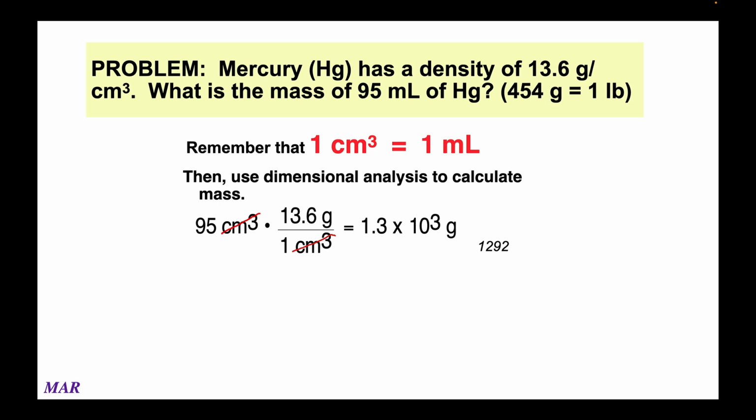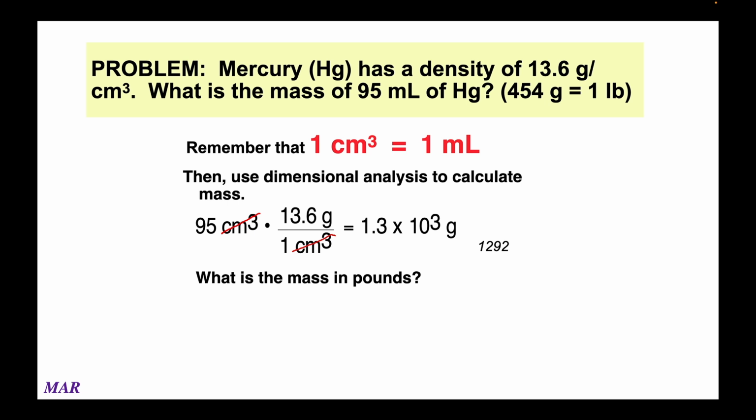So this comes out to be 1.3 times 10 to the third grams, or about 1,300 grams. I'll talk about why we're rounding here in a little bit. So that would be the mass of the mercury in grams. And if you wanted to know it in pounds for whatever reason, no problem. We can now use the conversion of 454 grams equals 1 pound.